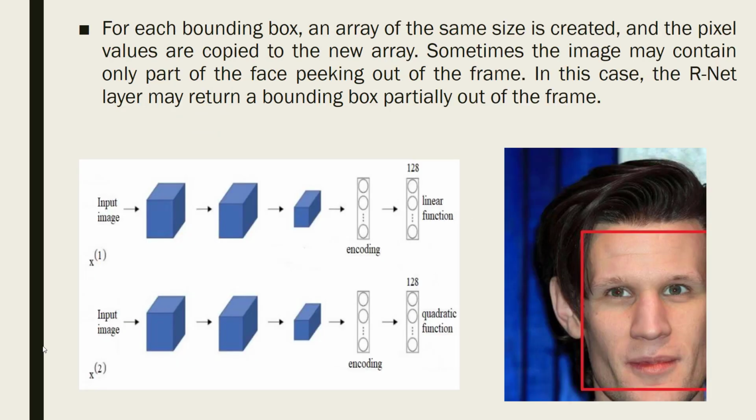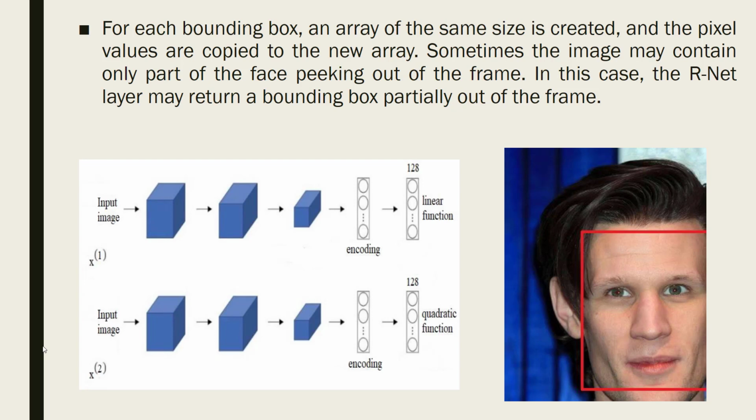For each bounding box, an array of the same size is created, and the pixel values are copied to the new array. Sometimes the image may contain only part of the face peeking out of the frame. In this case, the RNet layer may return a bounding box partially out of the frame.